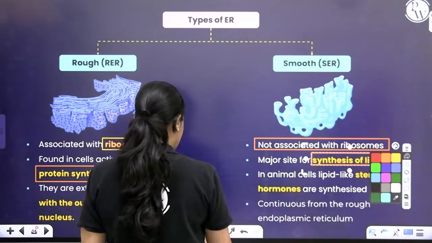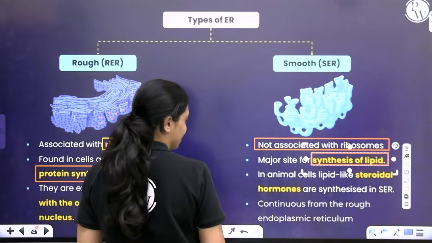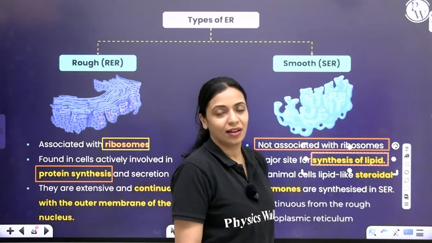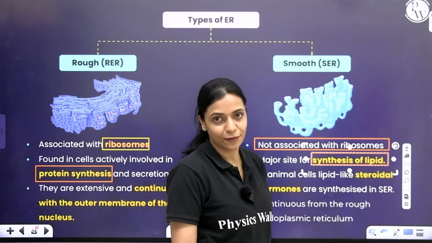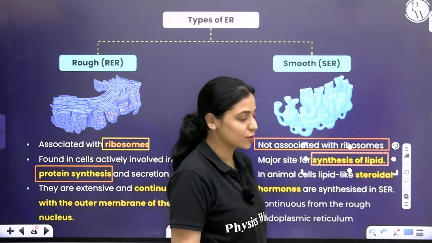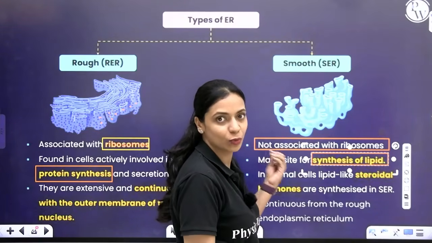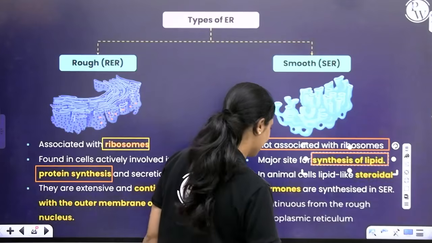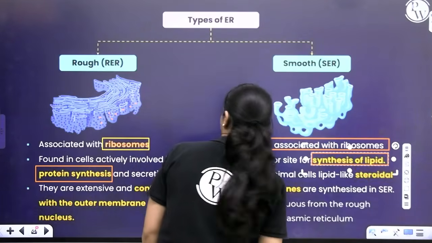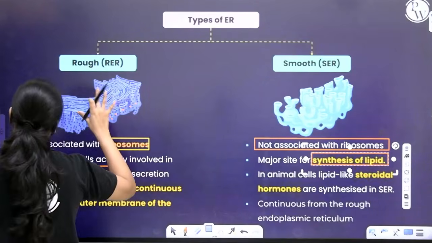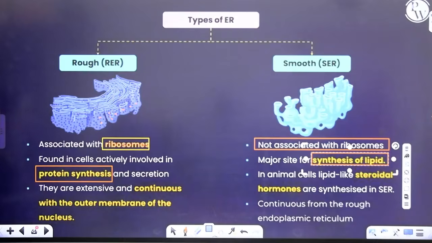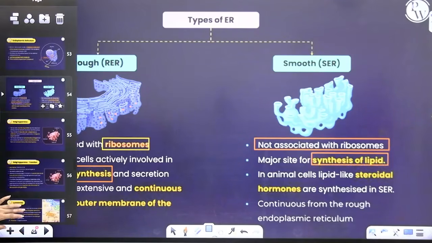Okay, and these are found mostly in cells where steroidal hormones and similar substances are synthesized, because steroidal hormones are also lipids. So you will find more of this smooth endoplasmic reticulum present in such cells. This will continue from the rough endoplasmic reticulum. Rough endoplasmic reticulum will continue from the outer membrane of the nucleus. This is the difference between these two types. That's all you need to know about ribosome. Rough endoplasmic reticulum generally. Okay.